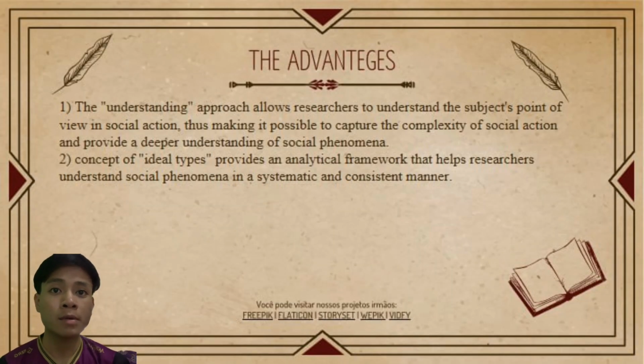The advantages of Max Weber's approach are, first, the understanding approach allows researchers to understand the subject's point of view in social action, thus making it possible to capture the complexity of social action and provide a deeper understanding of social phenomena. Second, the concept of ideal type provides an analytical framework that helps researchers understand social phenomena in a systematic and considered manner.